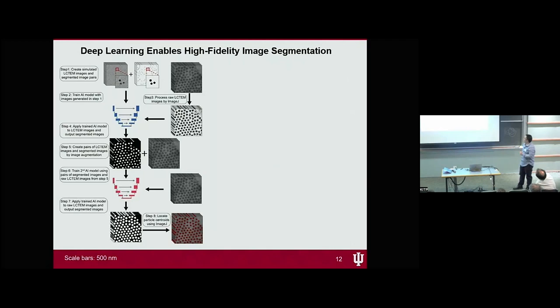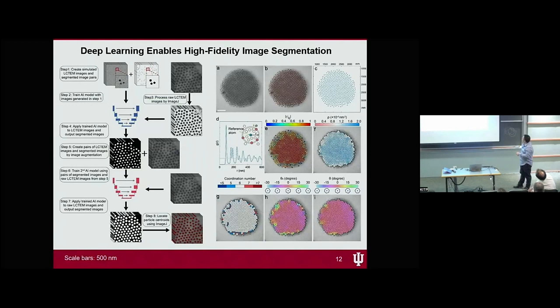By that, I mean each of the particles, their centroids and contours were accurately segmented from every single movie frame. With this information, we can perform a lot of quantitative analysis. For example, we can plot six-fold bond orientational parameters and local density, which is basically the inverse of the Voronoi cell area, among other local parameters.